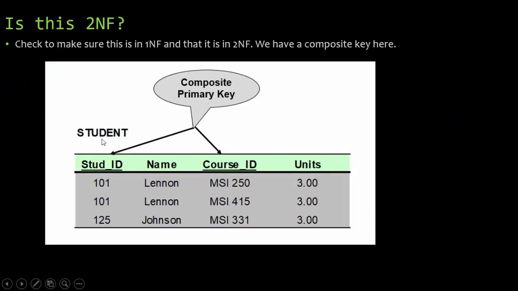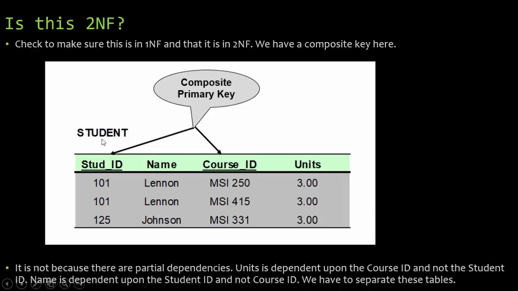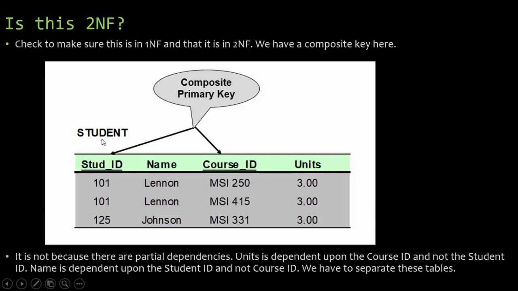We need to make sure it's in first normal form and that it's in second normal form. Now we have a composite key here. So taking a look, we know it's not because there are partial dependencies. Second normal form, there are no partial dependencies. Unit is dependent upon the course ID, but not the student ID. Name is dependent upon the student ID, but not the course ID. So we have to separate these tables. So let's take a look at that.